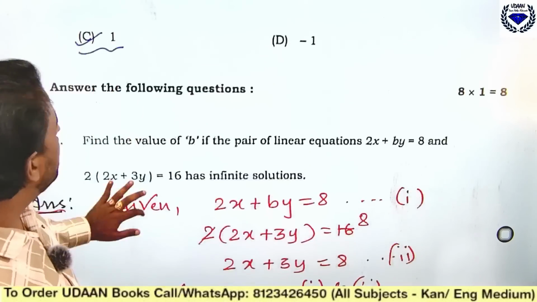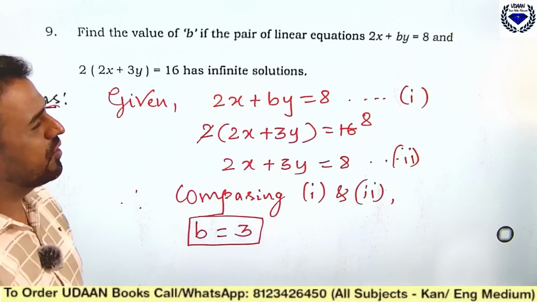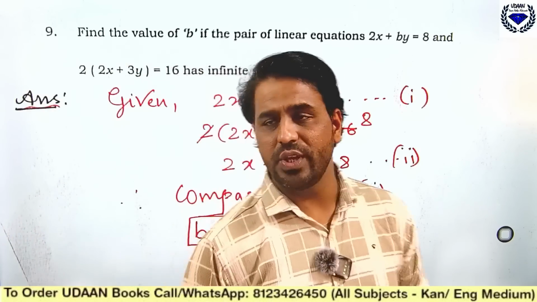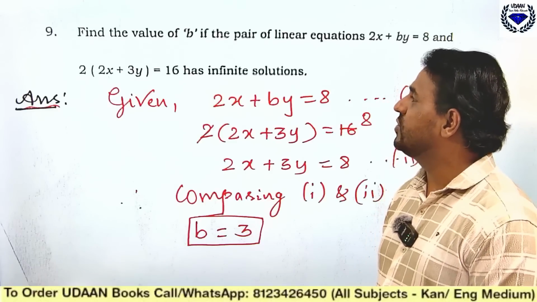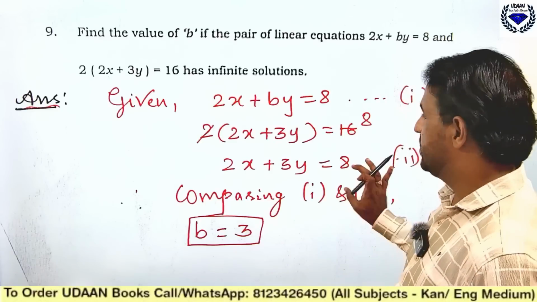Next, find the value of b if the pair of linear equations 2x plus by equal to 8 and 2 into 2x plus 3y equal to 16 has infinitely many solutions.